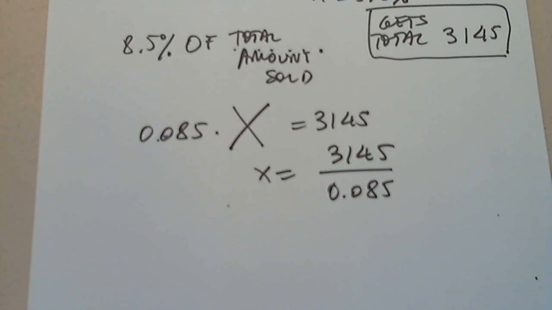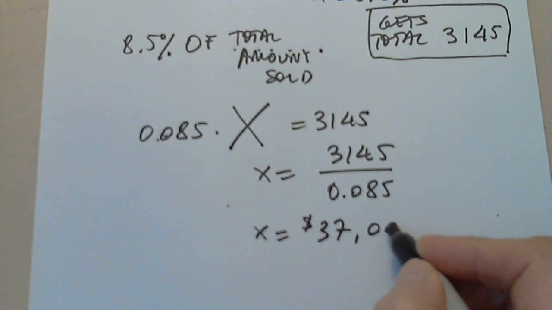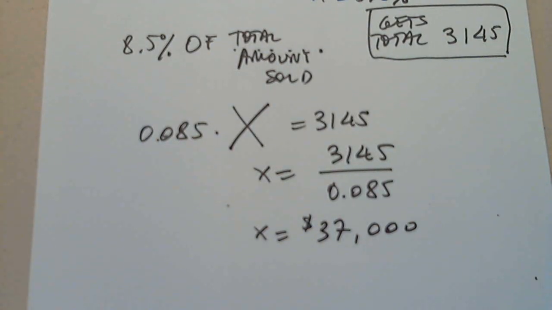So 3,145 divided by 0.085. This has to be a much bigger amount than this because we are dividing by a number smaller than 1. So he did quite well for himself in this month. He sold 30 ski passes in the value of $37,000. When you multiply that amount by 0.085, you will get what he got in commission. Good.